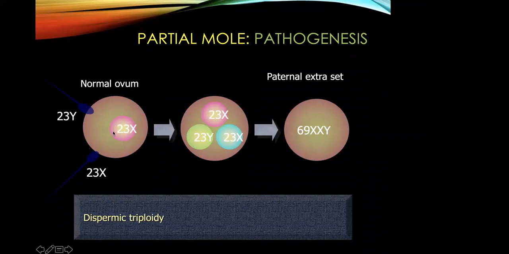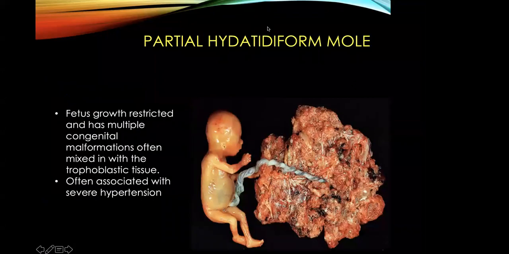Now let us understand the partial mole. Here the ovum is 23X and two sperms enter inside, which causes a triploidy, that is 23X, 23Y, 23X. You have to understand how this triploidy is formed.